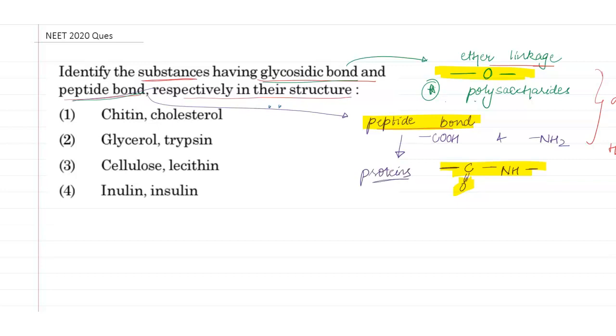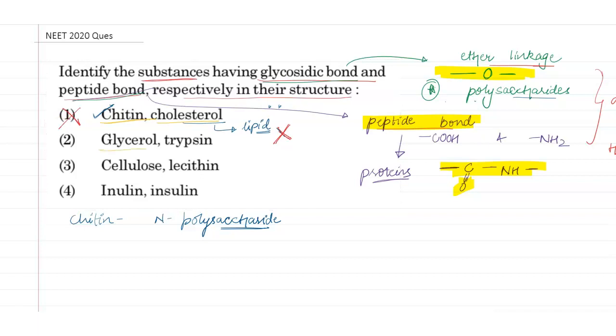Okay. Let's have a look at the options now. The first one is chitin and cholesterol. What is chitin? Chitin is an N polysaccharide. N polysaccharide मतलब क्या होता है? It is a nitrogen containing polysaccharide. Now that it is a polysaccharide, and we already know that polysaccharides have a glycosidic linkage, chitin has a glycosidic linkage. Cholesterol क्या होती है? Cholesterol is an example of a lipid, and hence it does not have a peptide bond. So the first option is incorrect.